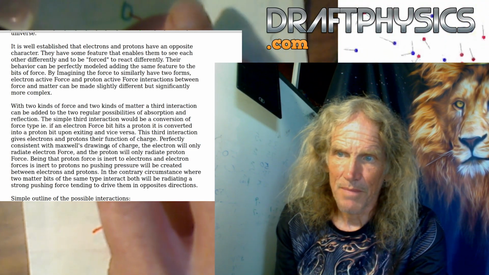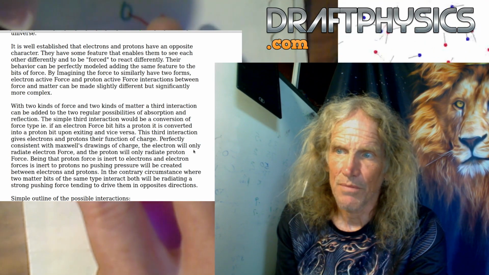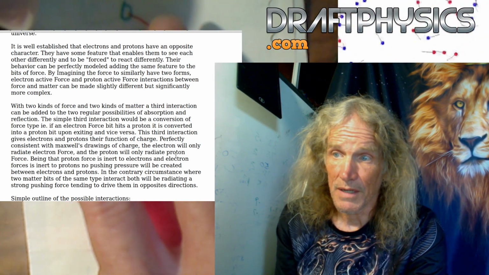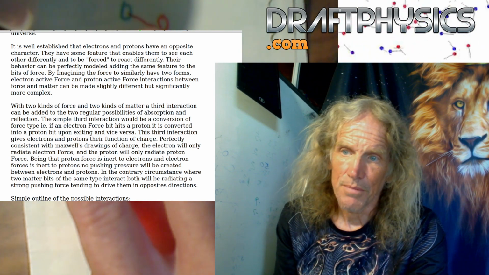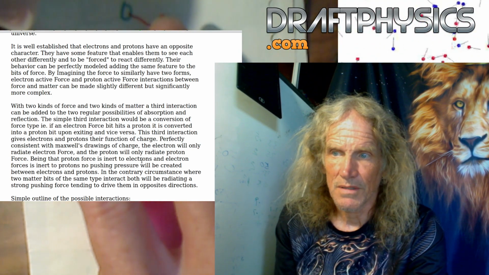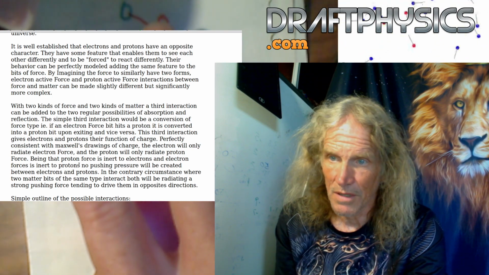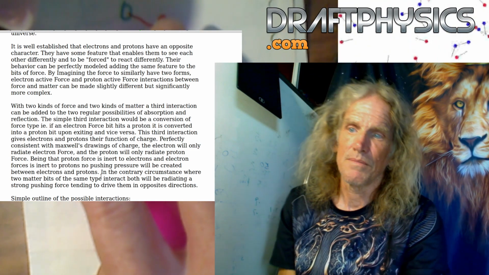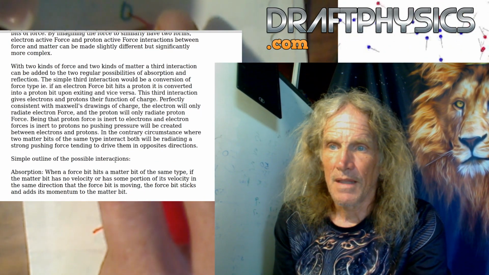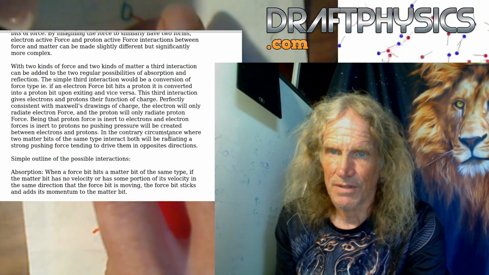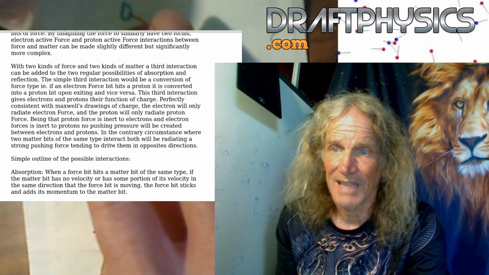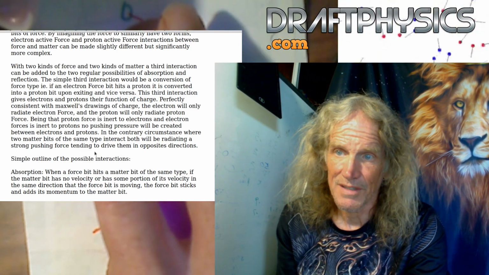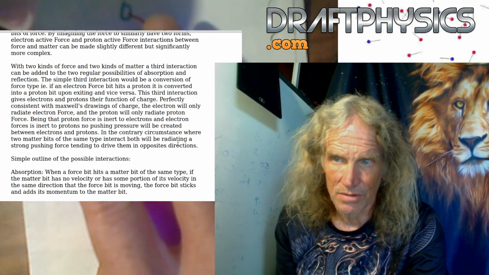Perfectly consistent with Maxwell's drawings of charge, the electron will only radiate electron force, and the proton will only radiate proton force. Being that proton force is inert to electrons and electron force is inert to protons, no pushing pressure will be created between electrons and protons. In the contrary circumstance, where two matter bits of the same type interact, both will be radiating strong pushing force, tending to drive them in opposite directions.